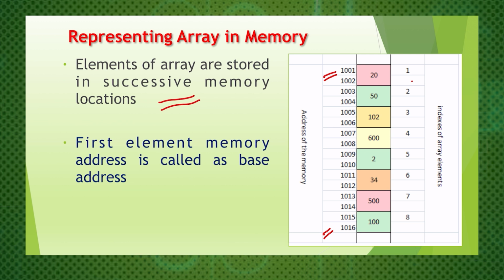Within these locations we can store about 8 elements of the data type integer. The first index here I have indicated as 1 and the last index as 8. So it is not necessary that you always start with index 0; you can start with index 1 also. The first element's address in memory is called the base address, and by using the base address, we can easily calculate the location of the exact element in memory.